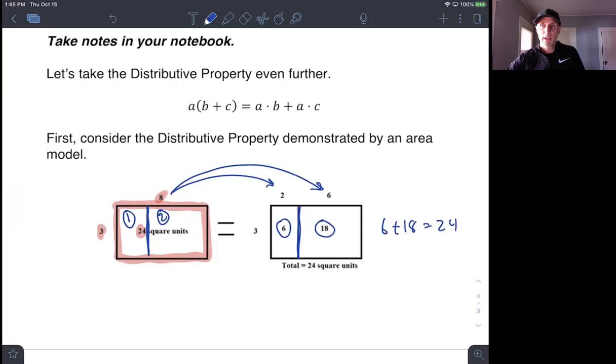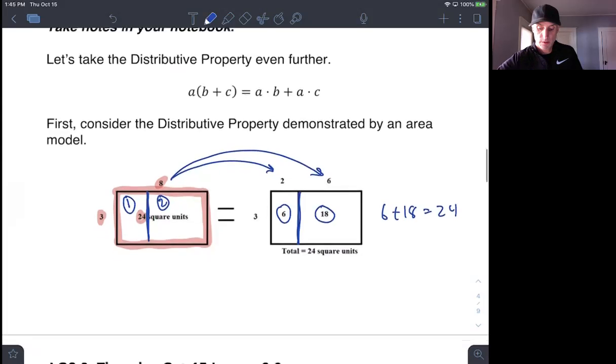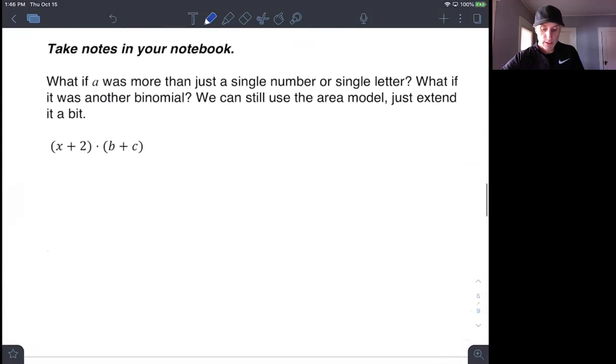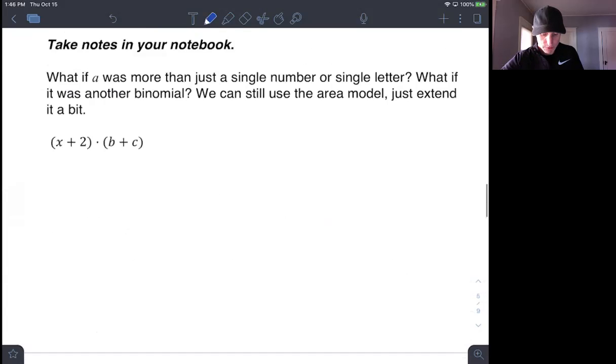All right, I'm going to move forward on that. You could take a picture, I suppose, but this will be on Canvas. Okay, going forward, let's do this together, and then I'm going to have you do a couple on your own.